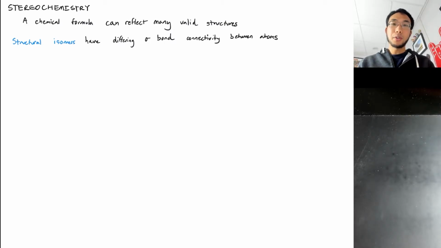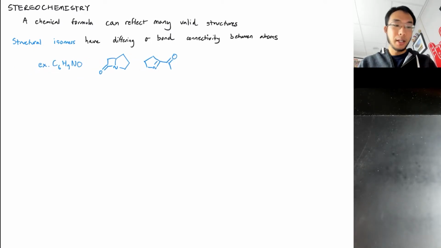Another way to refer to the relationship between those structures you could come up with is to call them isomers, and specifically those are structural isomers. An example of that would be, let's say I gave you C6H9NO here. These are two valid structures you could come up with for that chemical formula. The way I think about it is that there is different connectivity between atoms in these two isomers, and more specifically, the sigma bonds are different. It's almost like you had to break bonds between atoms here and reconnect things to get here.